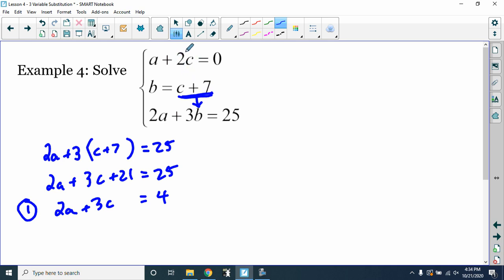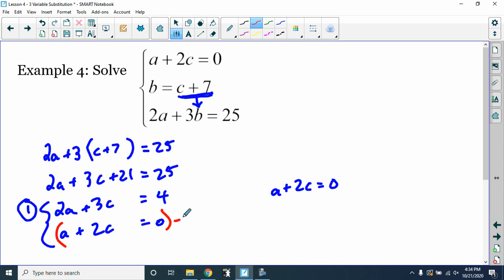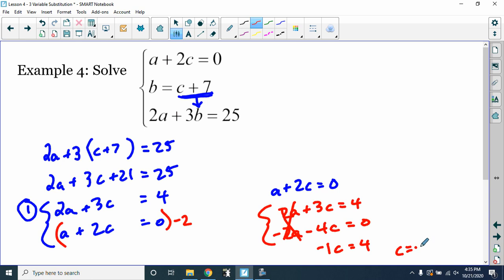Problem is I don't have anywhere to put b, which is okay. If I put c plus 7 in for b, I just get this equation again. I get a plus 2c equals 0. That is the second equation. That's the second one we're going to put together with this. Now I can solve this system. I'm going to multiply by -2. Add my equations together. And I get c equals -4.